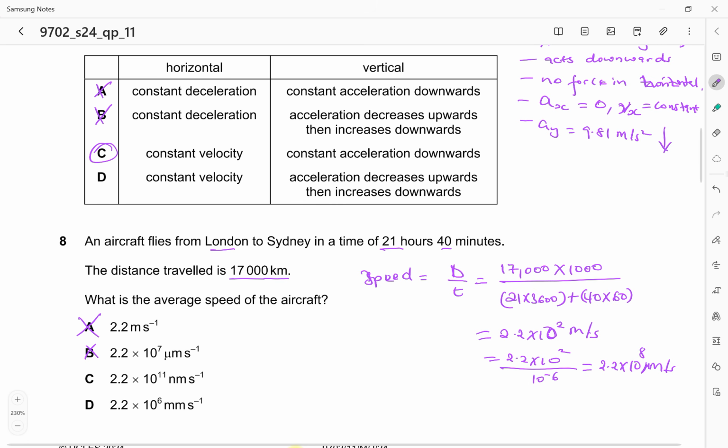Then when I check nano, this will be 2.2 times 10 to the power of 2. Nano is 10 to the power of negative 9. So I divide by 10 to the power of negative 9, which gives me 2.2 times 10 to the power of 11 nanometers per second. So the answer is C.